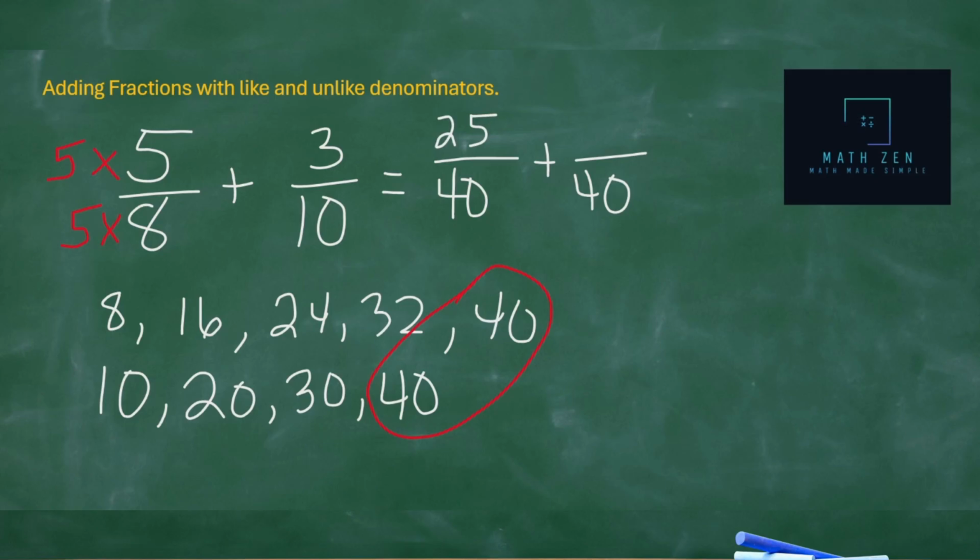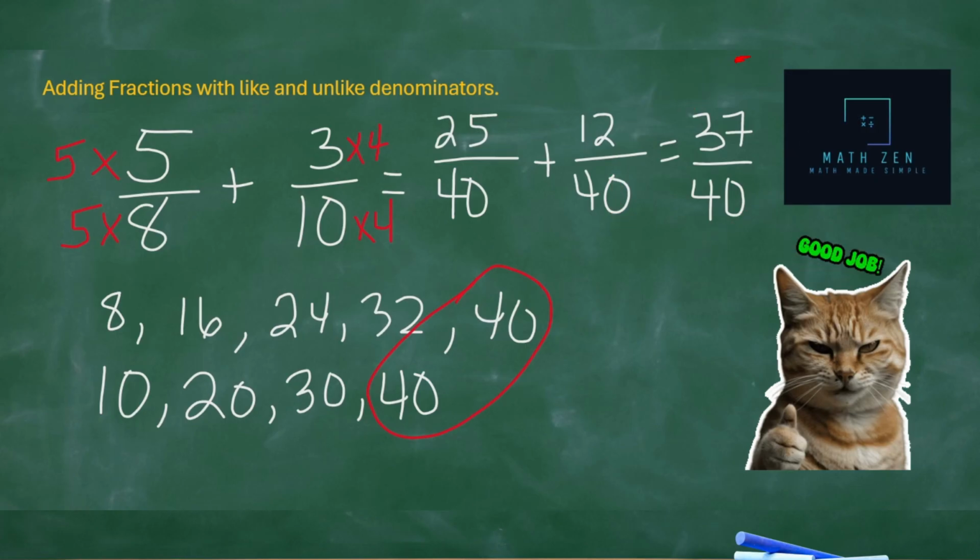And on the second fraction, we have to ask ourselves, what do we do to the 10 to make 40? Well, we did 10 times 4, which means we go to the numerator and do times 4 as well, and that's going to give us 12. So now that we have like denominators, all we have to do is 25 plus 12, which is going to equal 37/40. So our final answer here for 5/8 plus 3/10 is actually 37/40.